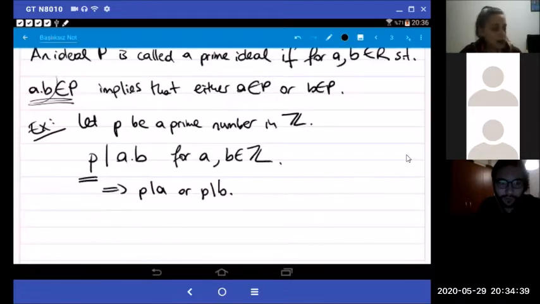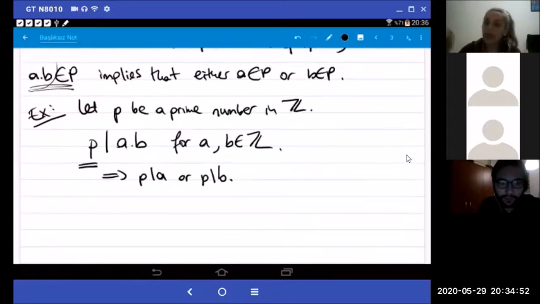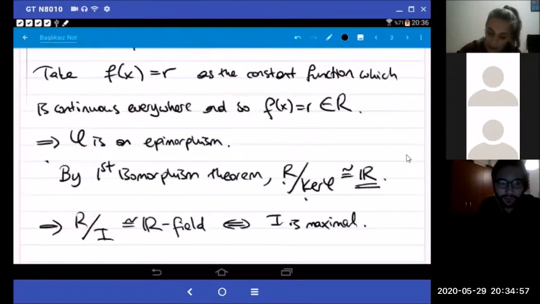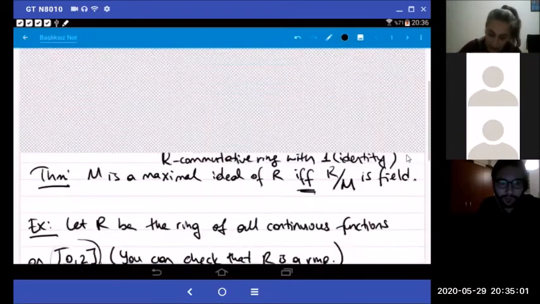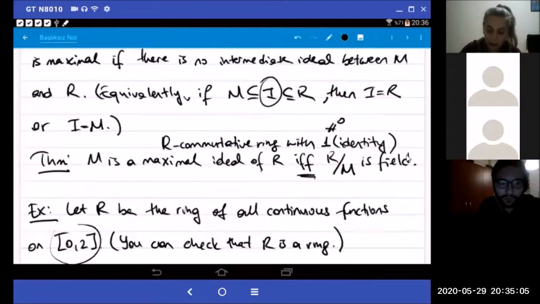For this one, let me solve an abstract question involving both prime ideals and homomorphisms. Before that, the same thing as with maximal ideals. Here, after giving the definition, I wrote down a theorem: M is maximal if and only if this quotient is a field.